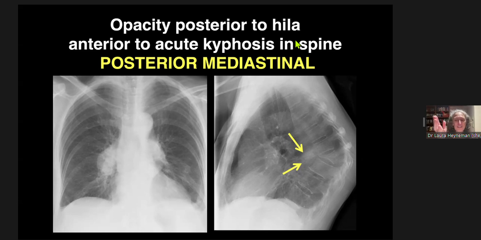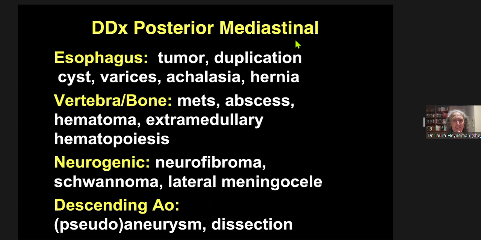So the fact that there's an abnormal opacity just anterior to the vertebral column tells me that these opacities that I'm seeing on the frontal film likely are in the posterior mediastinum. So we have the posterior mediastinal differential.